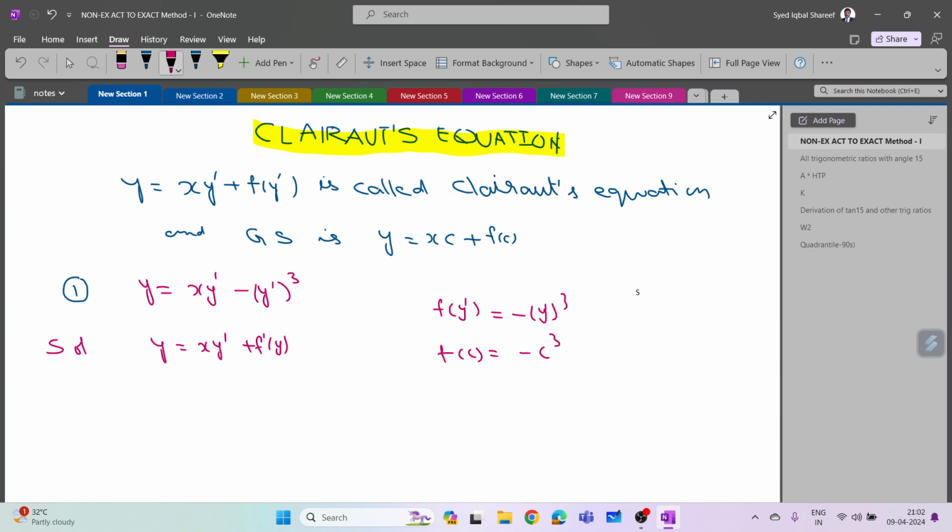So the general solution will be y equal to x, what is y dash? y dash is c. So xc minus y dash cube, y dash cube is c cube, minus c cube is the solution. That's it. One more problem. See one more problem, it will be clear for us.